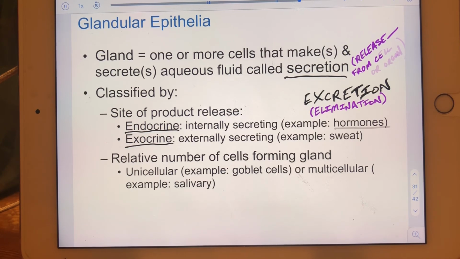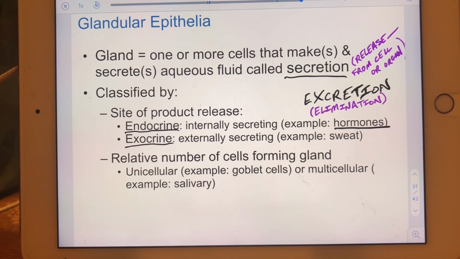Endocrine glands secrete their products internally, and those products are meant to stay inside the body. They're not meant to be excreted, not meant to be gotten rid of, if you will. And those products are called hormones. By definition, a hormone is a chemical signal that travels via the bloodstream. And so endocrine glands secrete their products into the bloodstream.